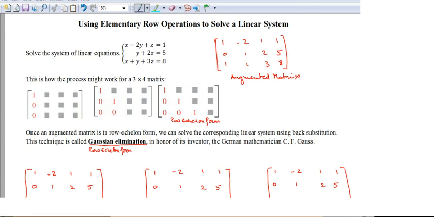Hello, in this video we will solve this linear equation using elementary row operation. First thing we need to do is to write this system of equations as an augmented matrix. Remember that an augmented matrix is where you take all the constants 1, 5, 8 and then the coefficient matrix 1, minus 2, 1, 0, 1, 2, 1, 1, 3. All together it's called an augmented matrix.